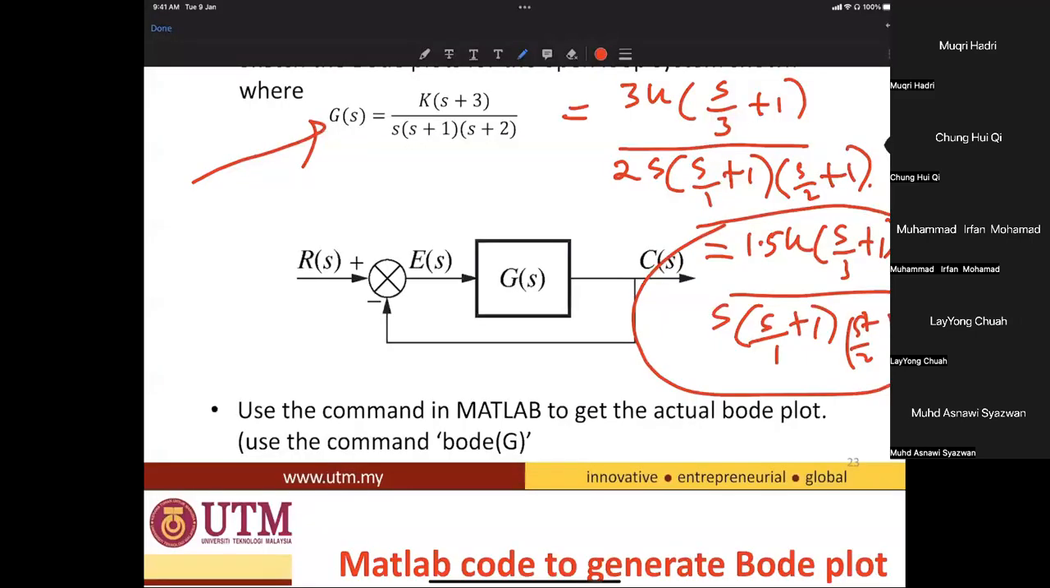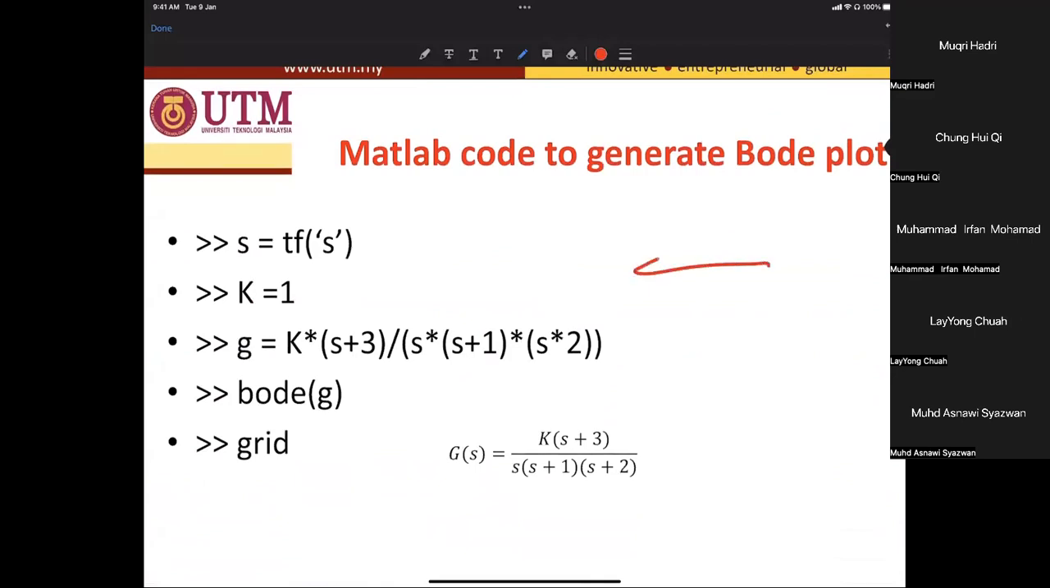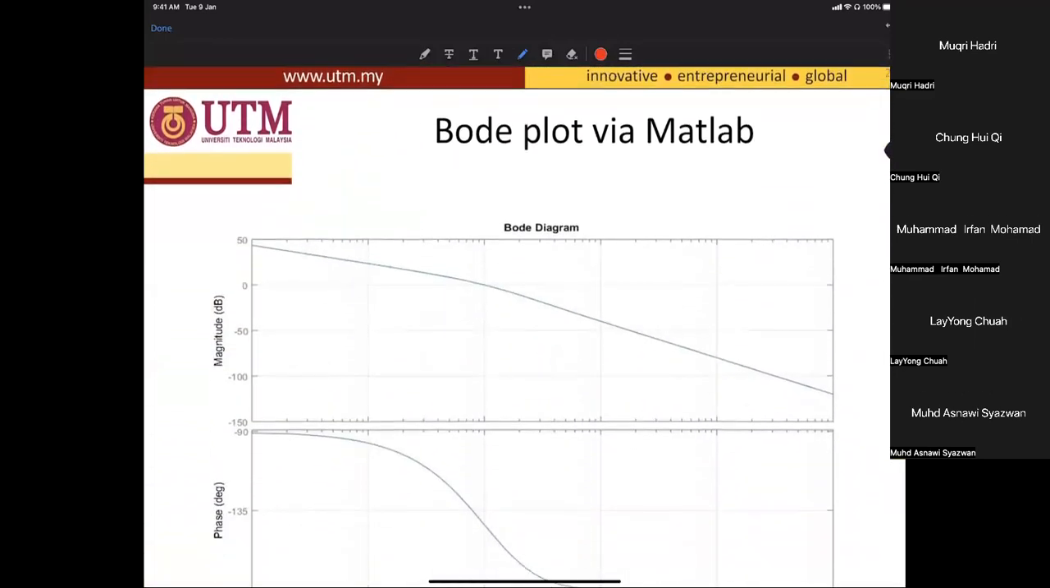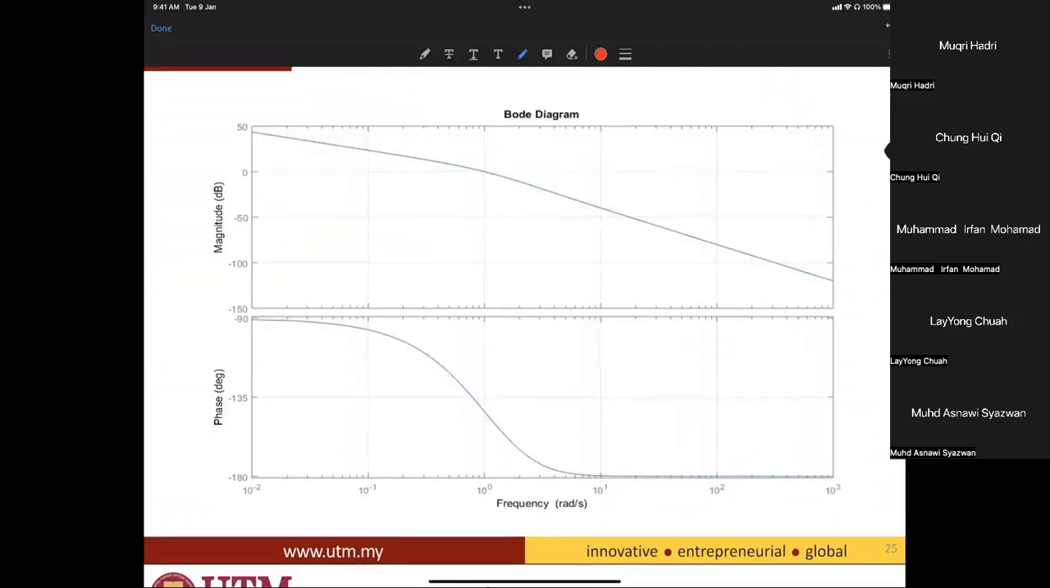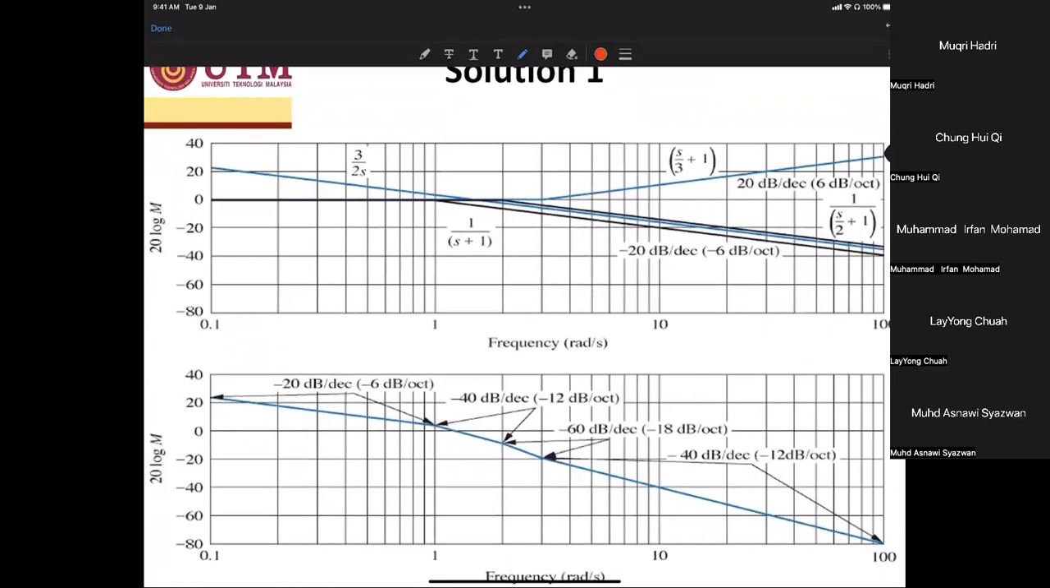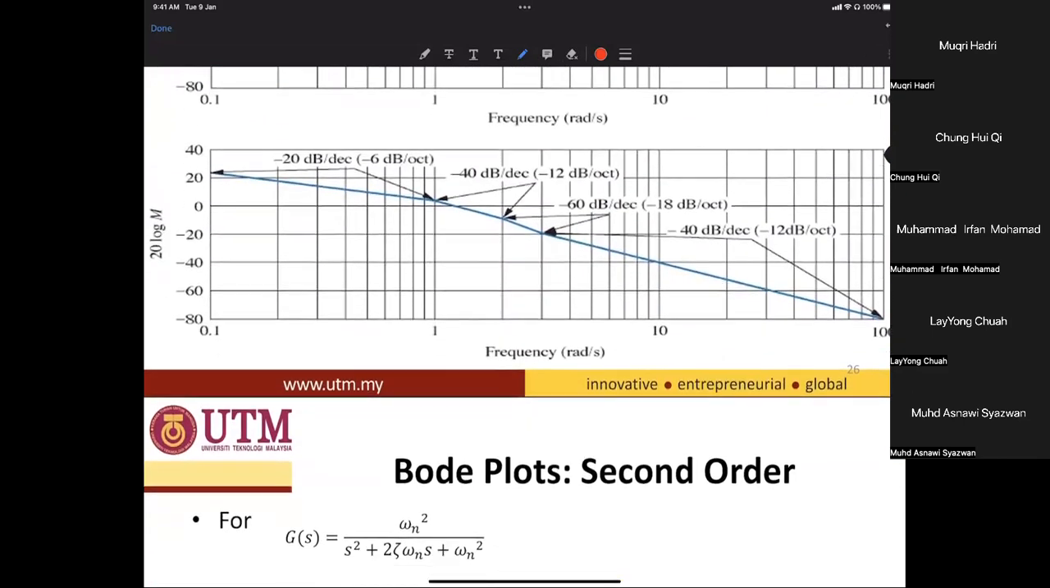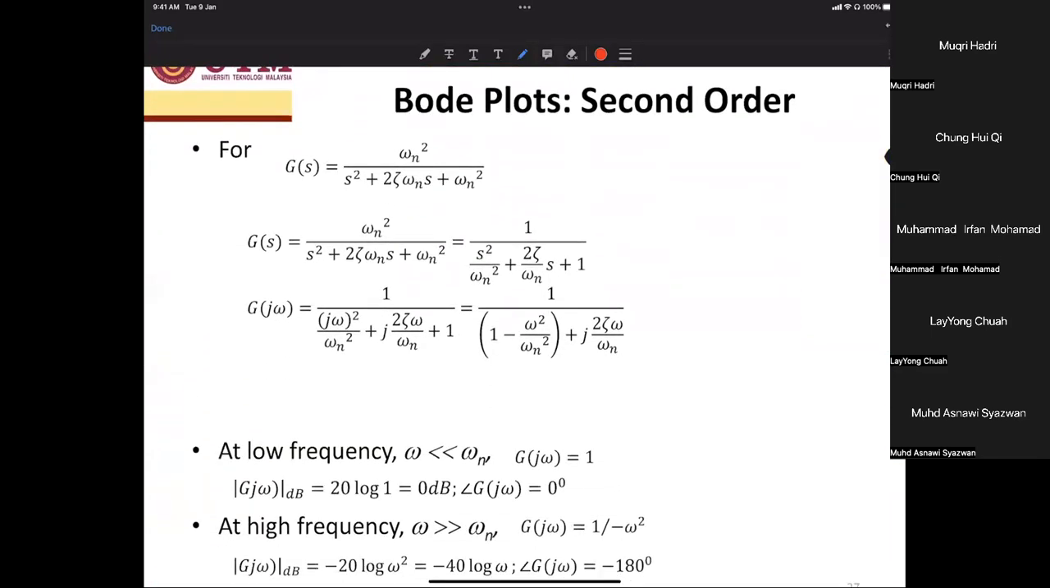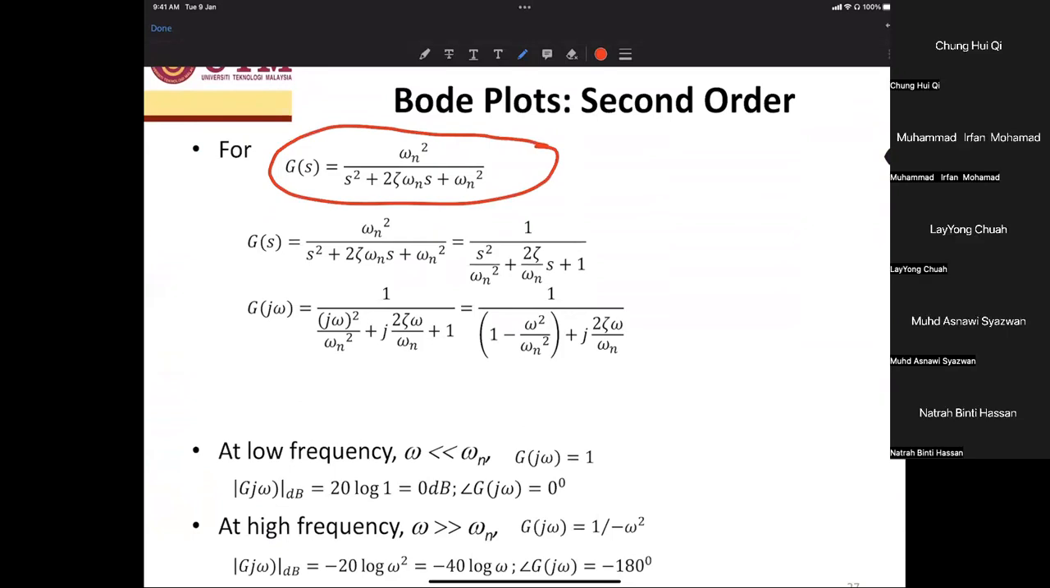So that is the plot, and the code is here. Then you get this plot. Okay, the same thing that I got just now. And this is the one that I sketched. So at the end of the day, you have to add them so that you find the total Bode plot. So Bode plot for the second order. For the second order, we have a standard model structure, which is omega n squared over s squared plus 2 zeta omega n s plus omega n squared.